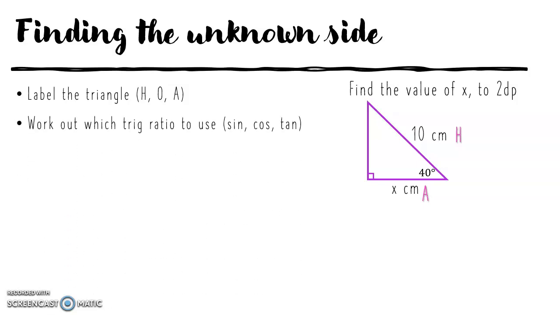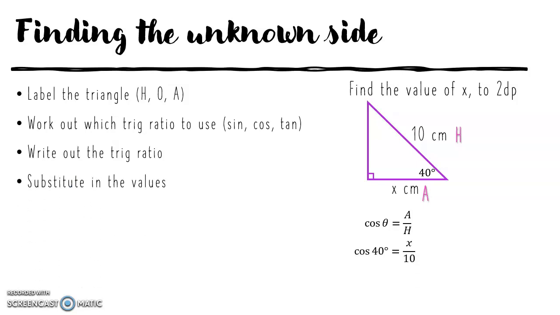The next step is to work out which trig ratio to use. Looking back on our trig ratios, what we will use is cos because we have A and H. We can also remember SOHCAHTOA, which helps us remember our trig ratios. So then we should write out the trig ratio, cos theta equals A over H, and then substitute in the values. So we have cos of our angle 40 degrees equals our adjacent side x over our hypotenuse 10.